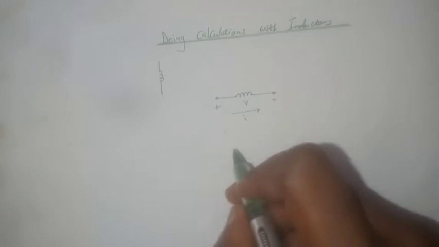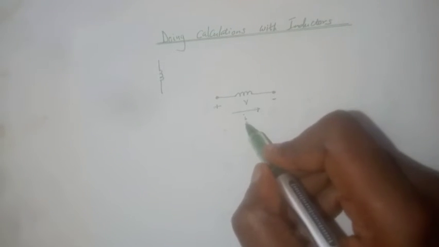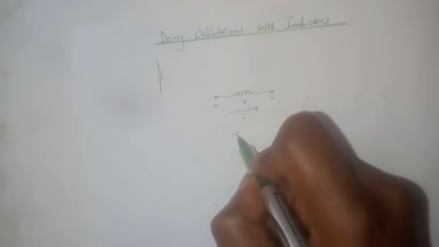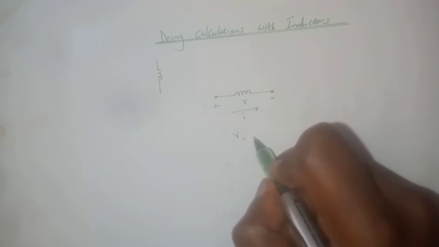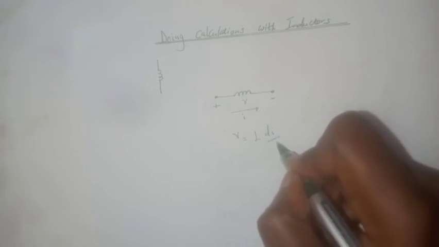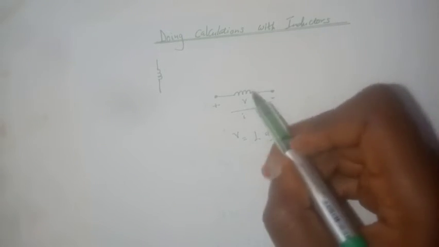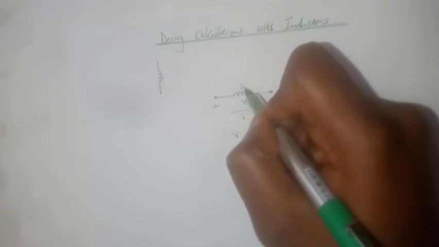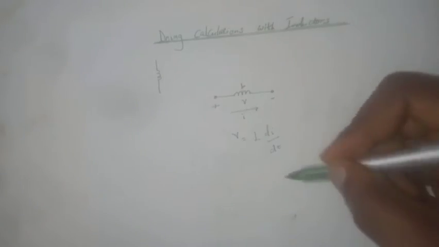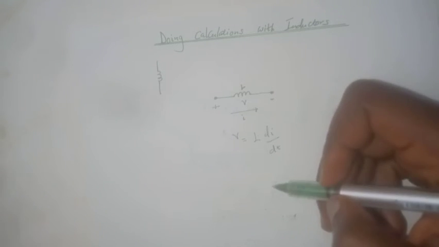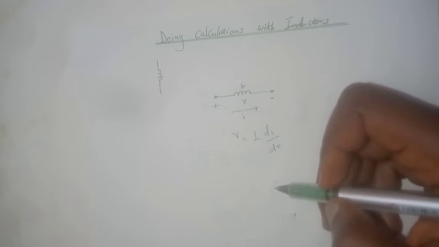And the equation that connects the voltage to the current components of the inductor is V equals L di/dt, where L is the inductance of the inductor. Now there are a lot of things this equation can show us about the inductor.